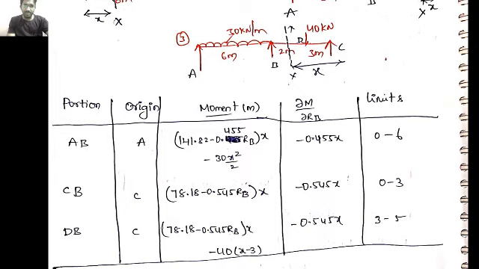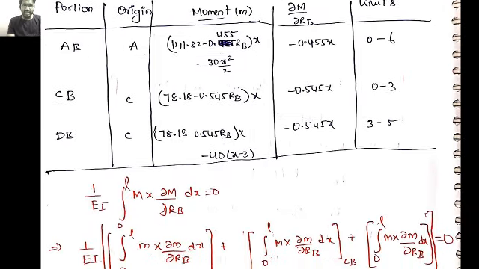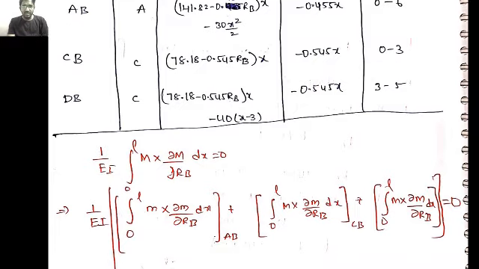That is the limits. Totally we are taking 3 portions, that is AB, CB and the next one DB. These are the 3 portions where we are taking the moments. Okay, and then we will move to how to apply Castigliano's second theorem. So this is the equation we have seen in the previous slide.